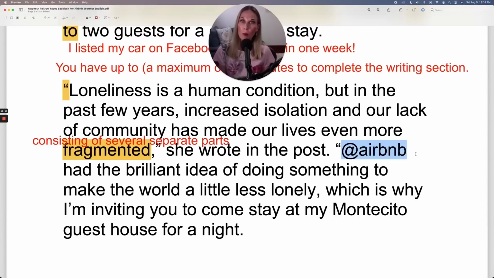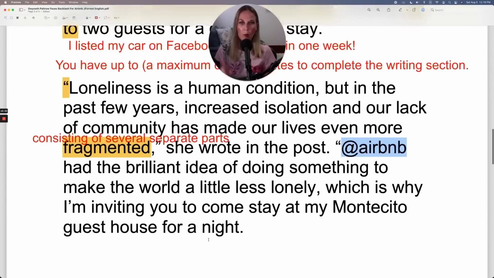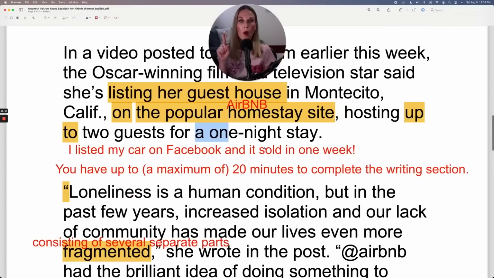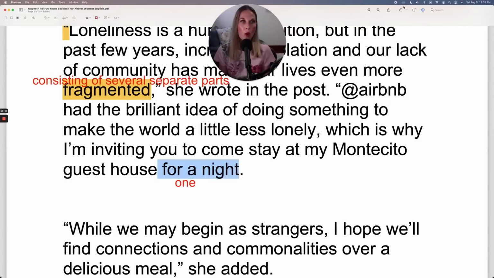Now, this was in the post. So she put at Airbnb. So Airbnb was tagged in the post. Airbnb had the brilliant idea of doing something to make the world a little less lonely, which is why I'm inviting you to come stay at my Montecito guest house for a night. So remember here, for a night, a represents one. So here it's for a night, come stay for a night, or for a one-night stay. So these are different ways of saying the exact same thing. For a night, for a one-night stay.